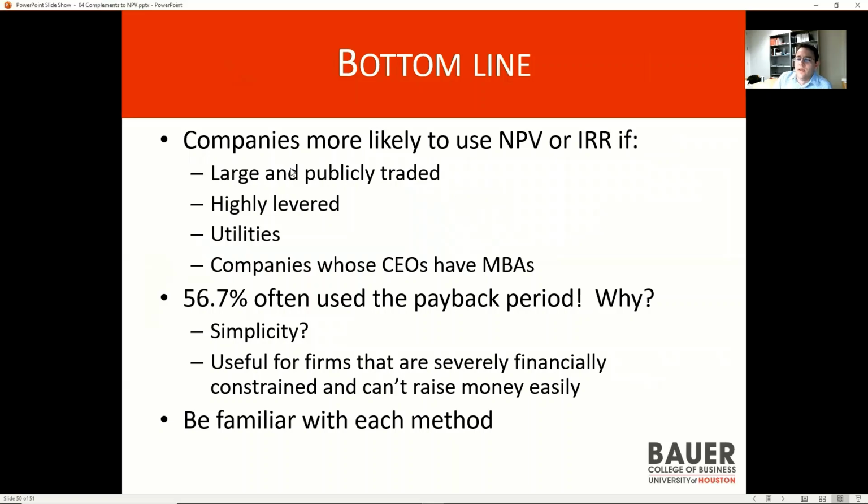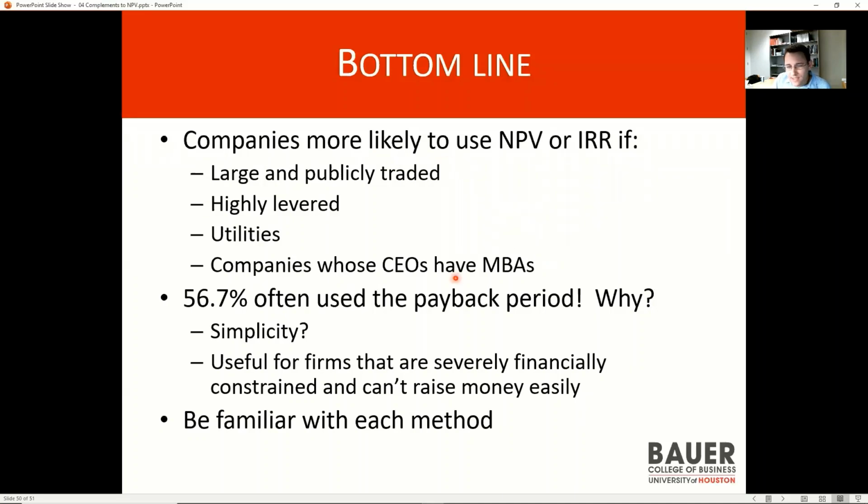So bottom line, who is using NPV? Well, a lot are, but they're particularly using it if they're large, if they're publicly traded, so they're trading on the New York Stock Exchange, for example. If they have a lot of debt, so if they can raise debt pretty easily, then they're using NPV or IRR. Related to that, if they're utilities, so utilities are very stable companies that have an easy time raising money. And finally, if the CEOs have MBAs, then they're also using the NPV or the IRR.